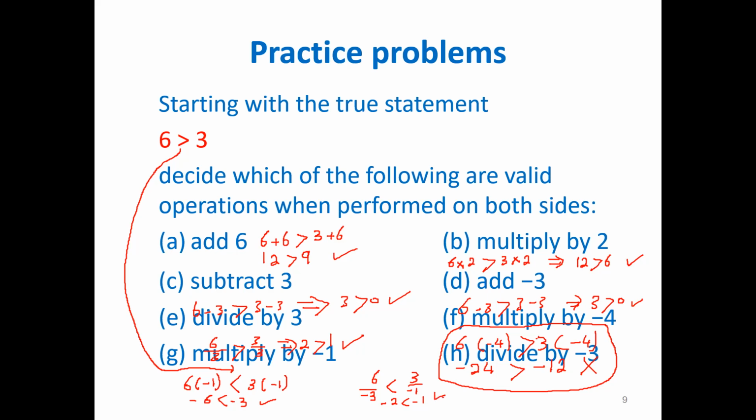So here for f, if we want to multiply by minus 4 and get a true statement, we have to reverse the sign. So this is true. So always, you can do any mathematical operation on an inequality similar to the equation, except that if you are multiplying by a negative number or dividing by a negative number, you have to reverse the sign of sense. Adding minus 10 also is correct.